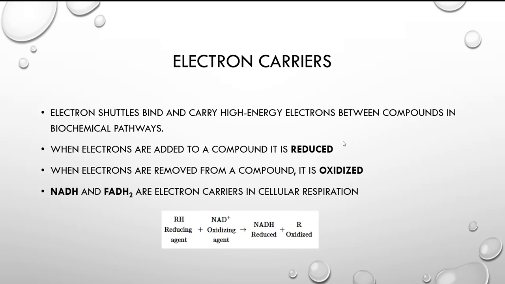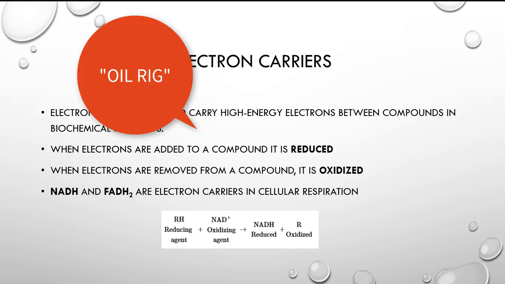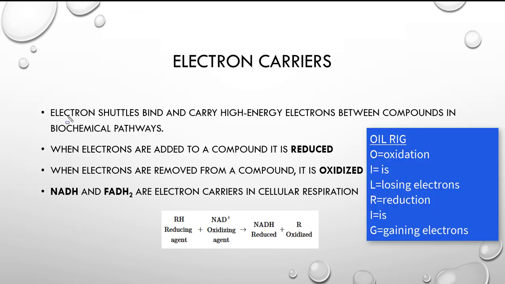One easy way to remember whether something is reduced or oxidized is the acronym OIL RIG. Oil stands for oxidation is losing electrons, and rig stands for reduction is gaining electrons. So if it's reduced, it's gained electrons. If it's oxidized, it has lost electrons. That's an easy way to remember it.